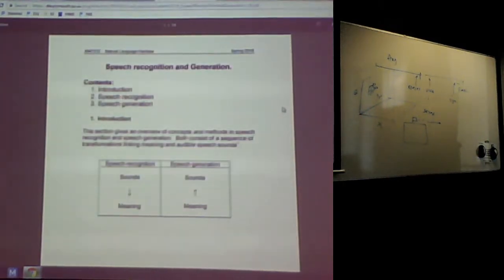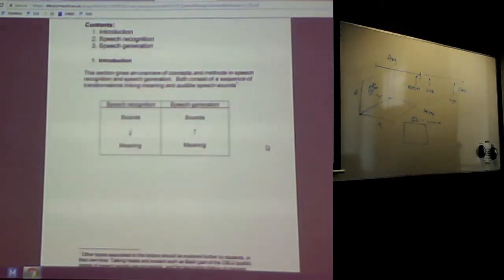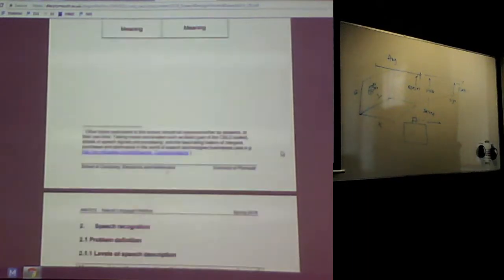So speech recognition and generation, that's a more theoretical bit of lecture. So speech recognition is about going from sounds to meaning, and speech generation from going from meanings to sounds. So the brain does both with unequal skills.